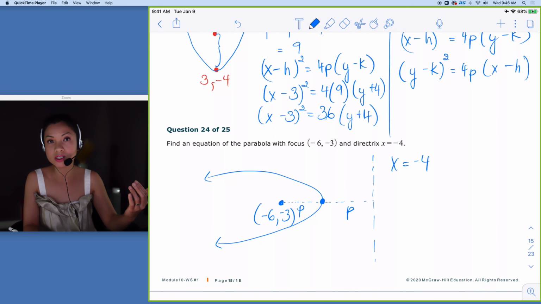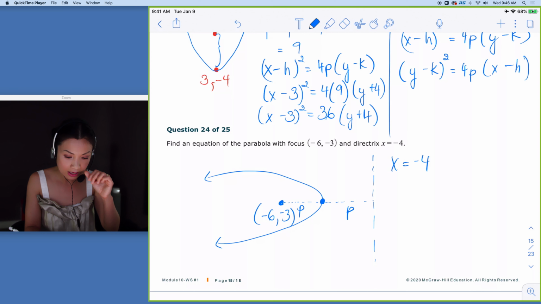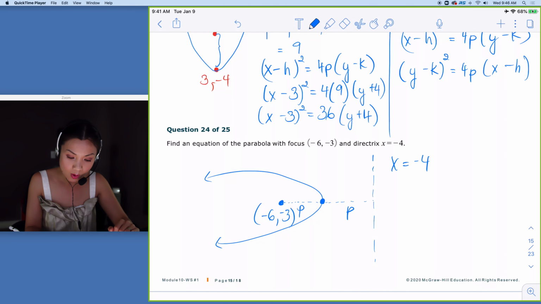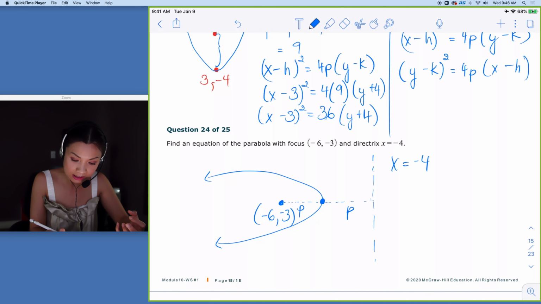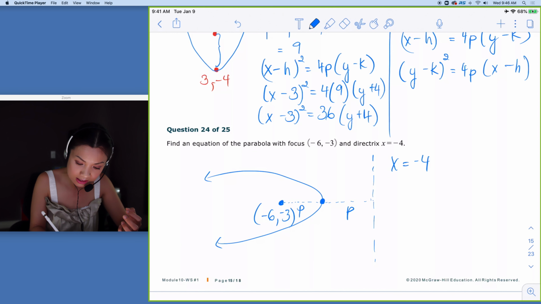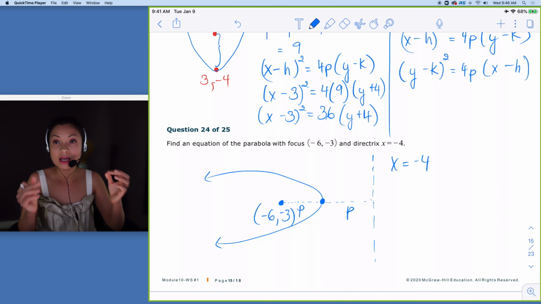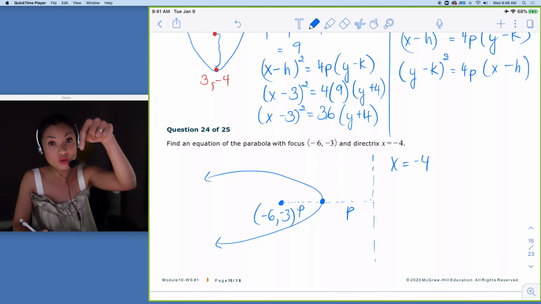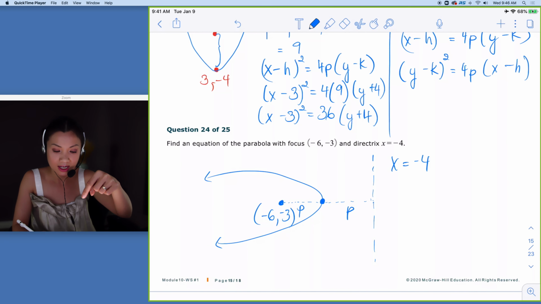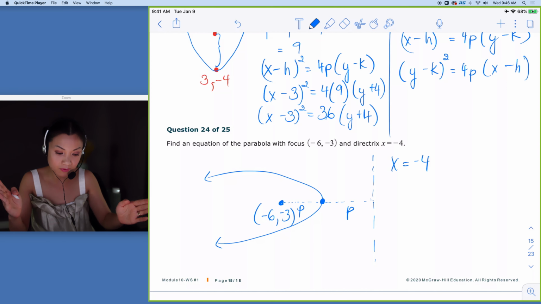Now, if it's open to the left, you're going to have a negative number right there. So how do I find P and how do I find the vertex? You see that x is negative 4 here, and then right here is negative 6, right? So right in the middle, that's going to be the vertex. So all you have to do is find the midpoint, right? From negative 4 to negative 6.